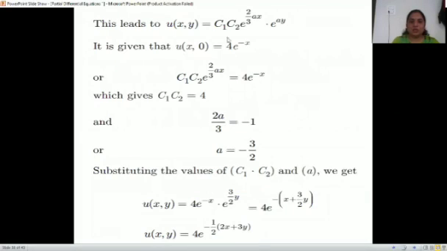That leads to this equation. This is the solution, and then the condition where y is 0 we have to substitute, which is nothing but 4 e raised to minus x. So comparing on both sides, c1 c2 is 4 and 2a by 3 is equal to minus 1. That is, a is minus 3 by 2, and finally substituting all the values we get this equation.